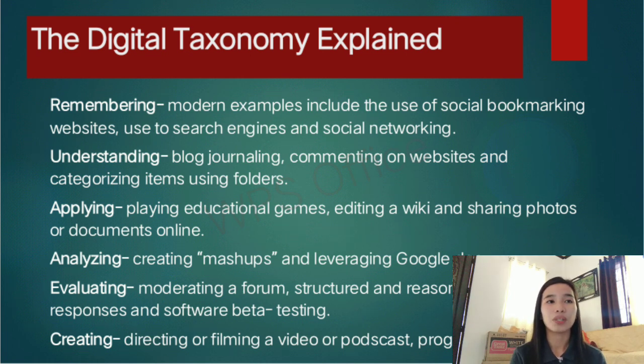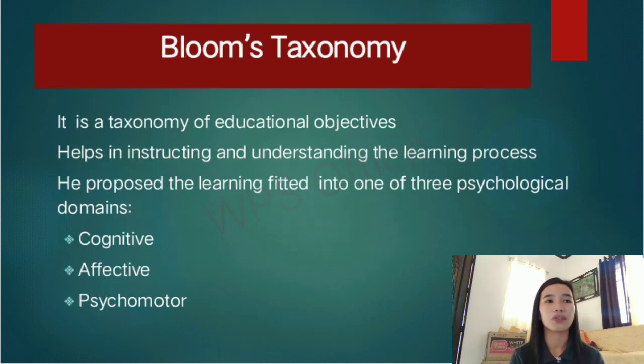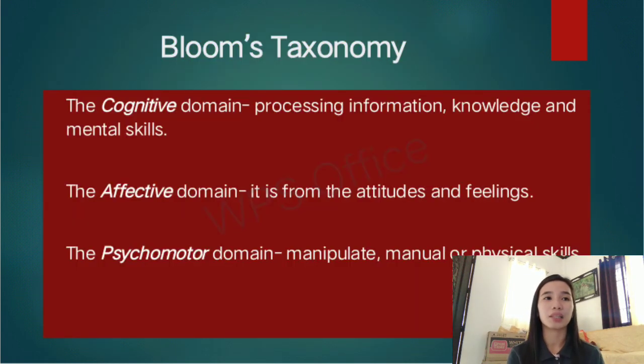Bloom's taxonomy is a taxonomy for educational objectives. It helps in instructing and understanding the learning process. He proposed that learning fits into three psychological domains: the first is cognitive, the second is affective, and the third is psychomotor. What do we mean by the cognitive domain? It is the processing of information, knowledge, and mental skills. The affective domain is a form of attitude and feelings, while the psychomotor domain is manipulating manual or physical skills.